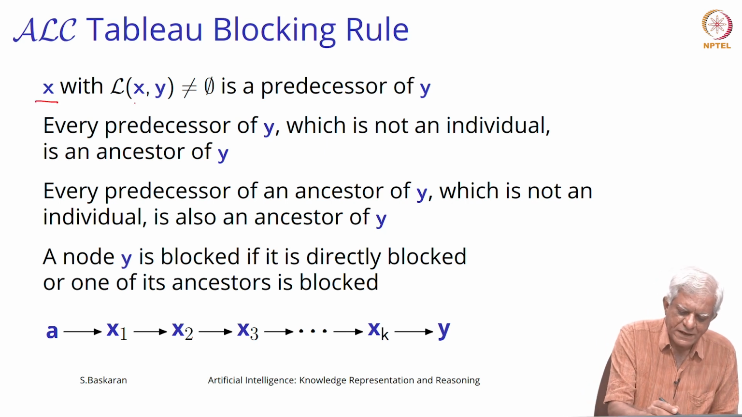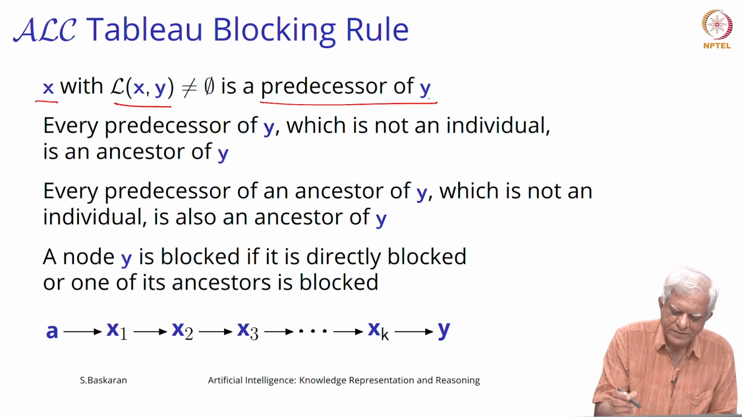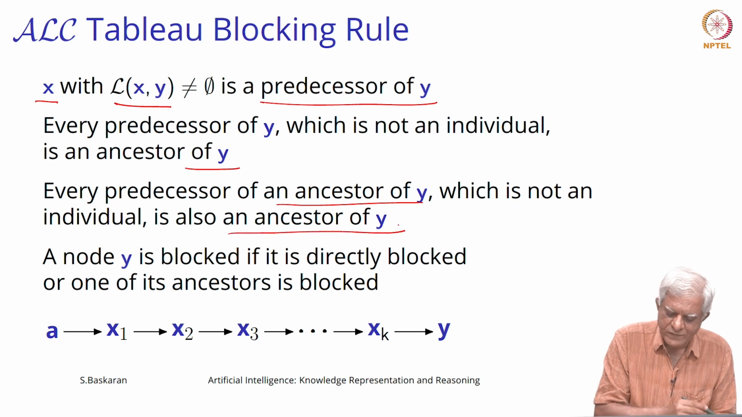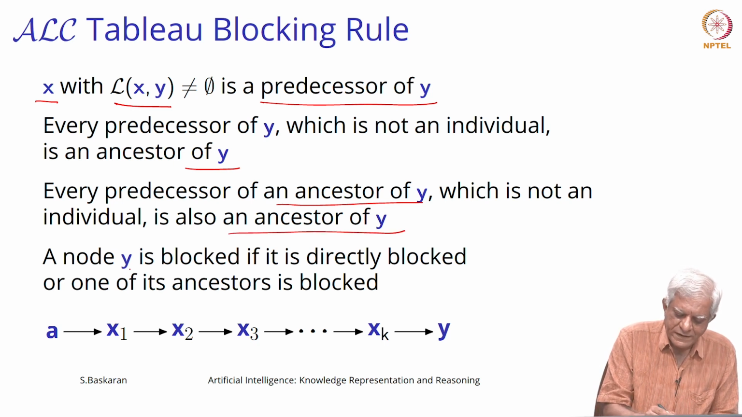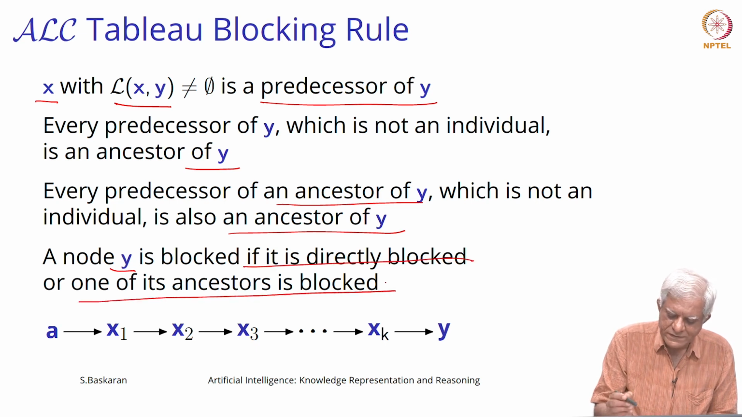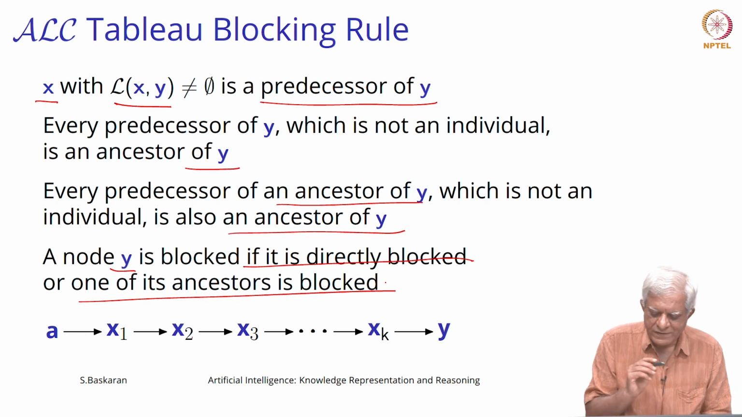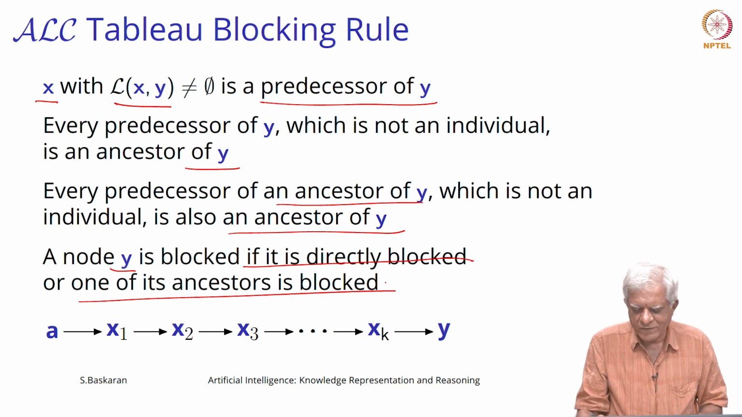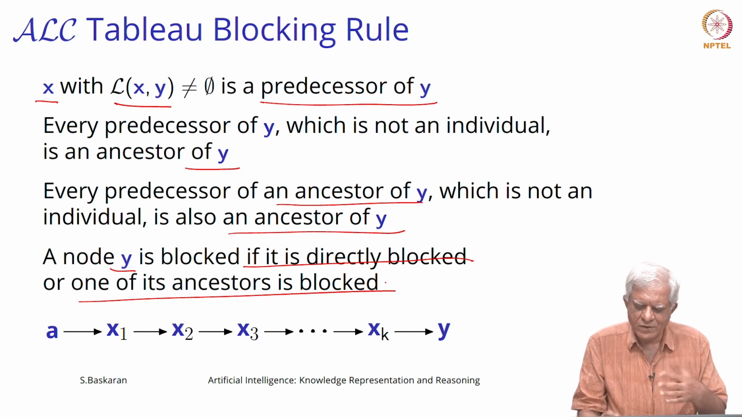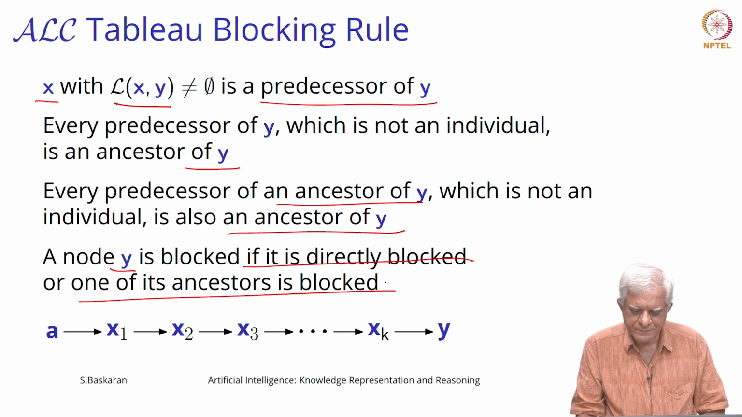Any x with y as a role filler is a predecessor of y. Every predecessor of y which is not an individual is an ancestor of y. Every predecessor of an ancestor of y which is not an individual is also an ancestor of y, and a node y is blocked if it is directly blocked or one of its ancestors is blocked. So, that is the definition of blocking. Basically we stop this unending chain of new variables being created, and once we have blocked it, we do not expand that branch any further.